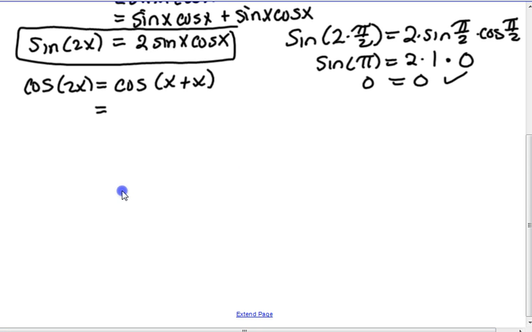is cosine x cosine x minus sine x sine x.